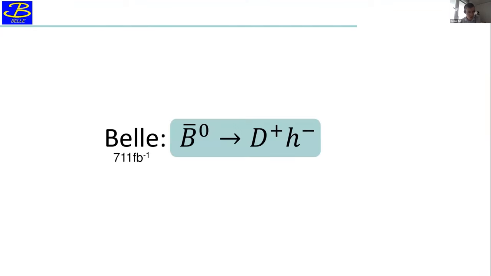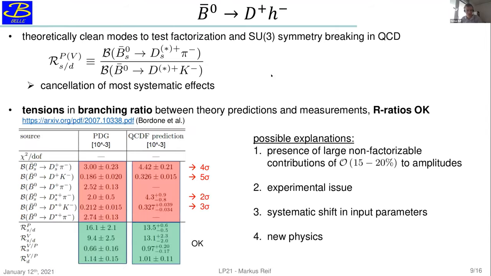The next analysis is a Belle analysis on the full data set. It's B2DH. These modes are interesting because they can be used to test QCD factorization predictions. One quantity that is particularly interesting is the ratio between the B2DPi and B2DK branching fractions. The nice thing is that here you cancel out a lot of systematic effects that are present in both of those modes.